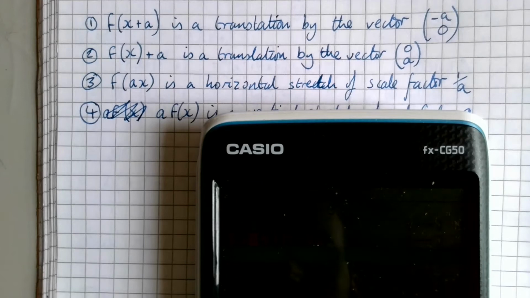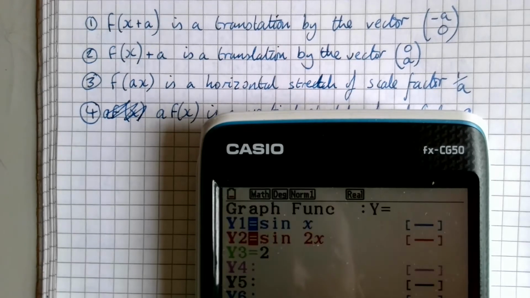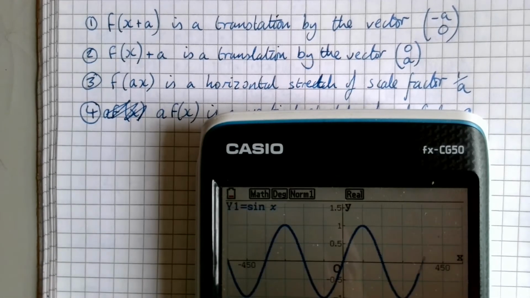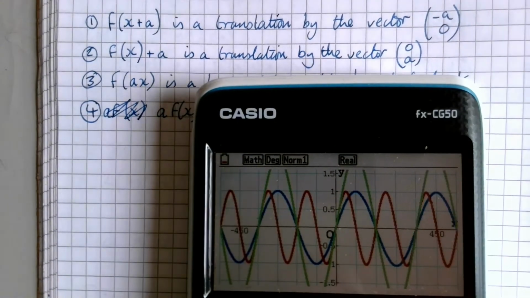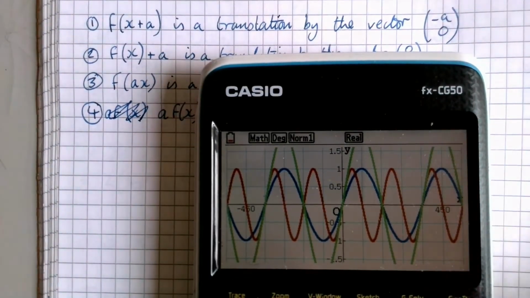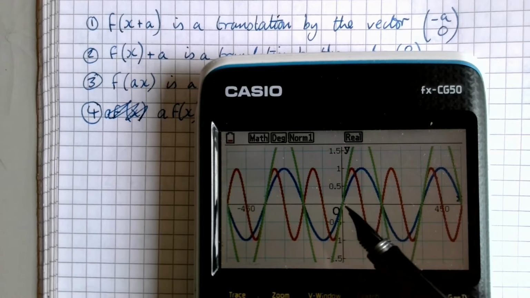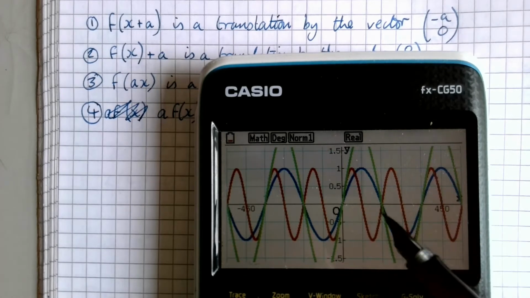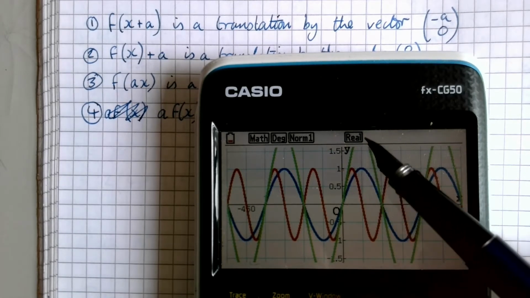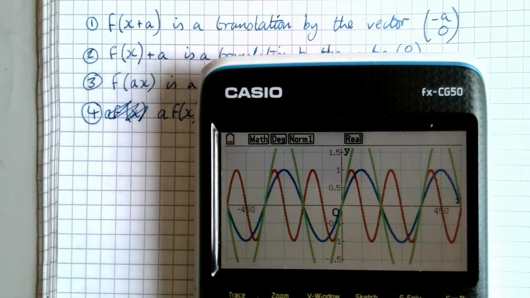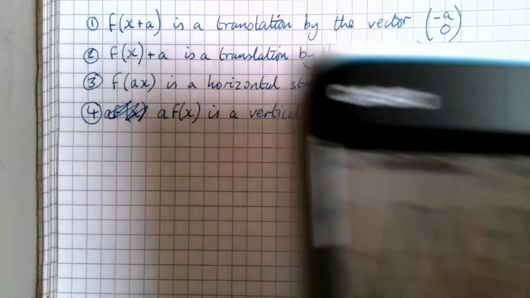So if I put in 2 sin x and press equals and then draw, this is the green one. So there come those two, and notice the frequency is exactly the same as it was before. So all your roots happen in exactly the same places, but the magnitude of the wave has doubled, so it's stretching on the y-axis.